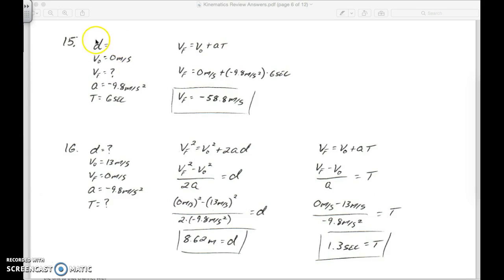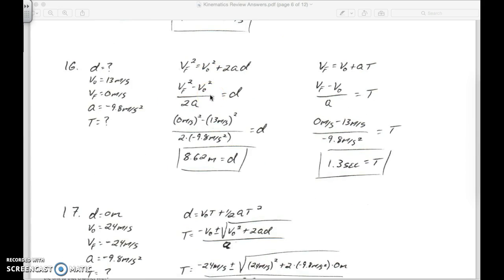So we're going to pick the equation that does not have d in it, which is Vf equals V naught plus at. It's already set up for the thing we're looking for, so you just plug in our numbers. 0 plus 9.8 meters per second squared, don't forget that's negative, times 6 seconds. And that gives us a final velocity of negative, downward, 58.8 meters per second.